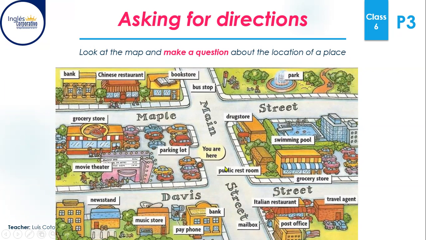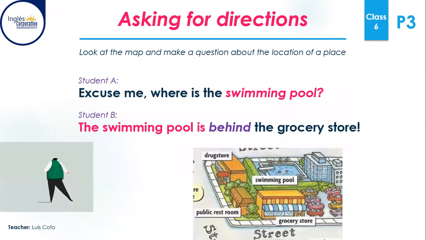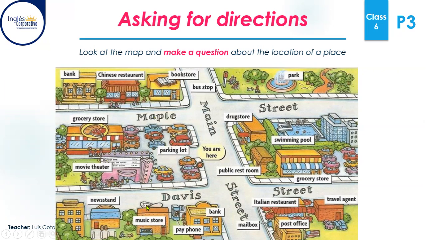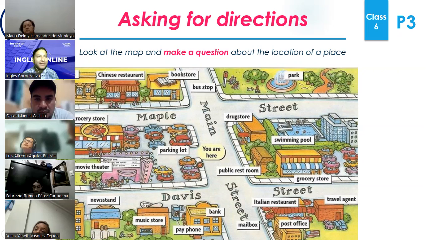Swimming pool? No. Excuse me. Repeat it. Excuse me. Where is the park? The movie theater. The park. Okay, I heard the park. The park. Okay. Student B, Daniela?